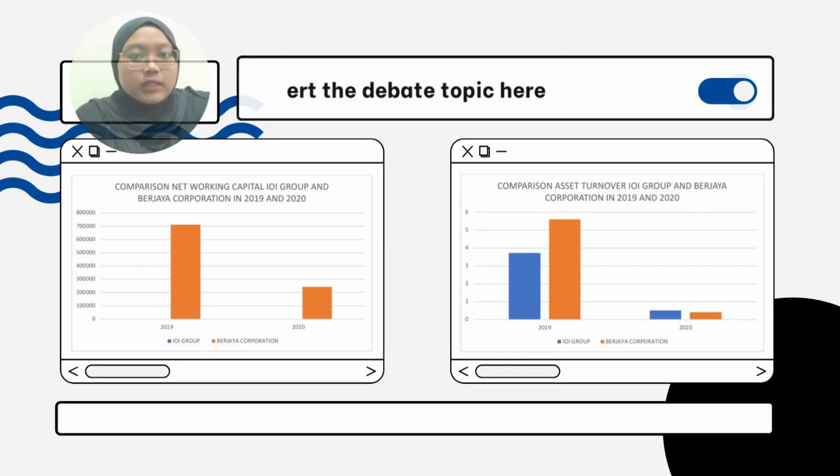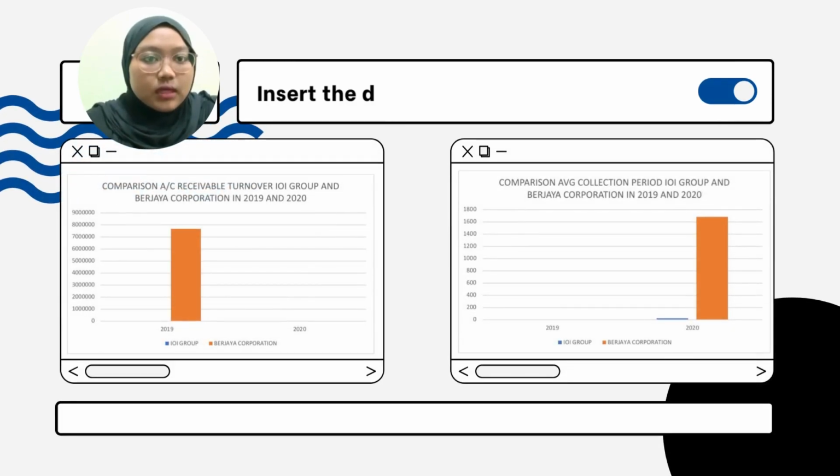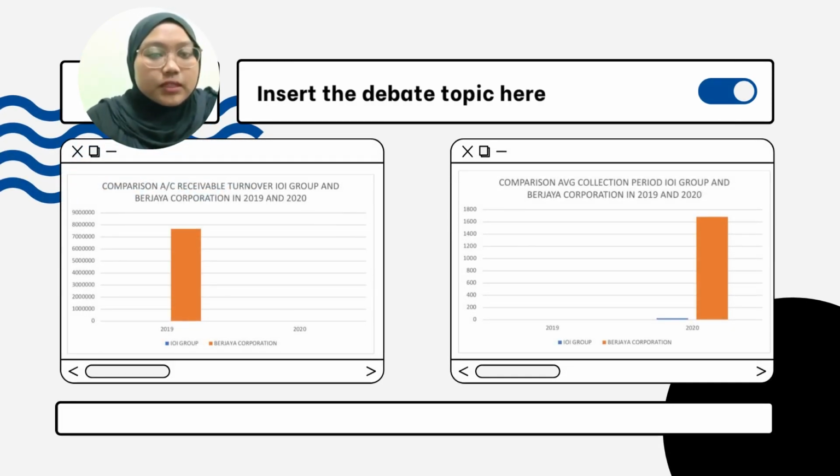asset to generate sales. Based on the data above, it indicates that Berjaya Corporation has a higher account receivable turnover value for the year 2019 and decreased in 2020 by 7,686,201 and 0.50, while IOI Group only had 435.30 for 2019 and 50.53 for 2020.